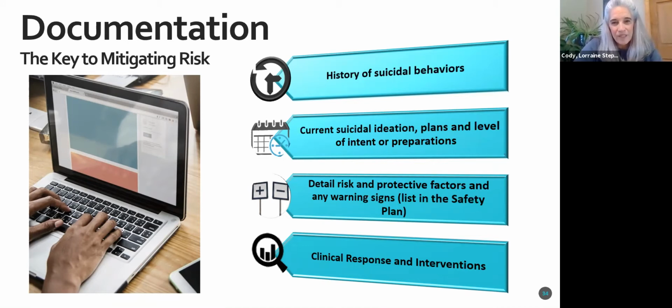What were the precipitating events? Did they have a fight with their parents? Was there a breakup? Was there a loss? What you're trying to do with this is almost like writing a story, giving a story about what's going on. Here's the past. Here's what's going on now. Here's what we're going to do. And here's how we're going to follow up in the future.